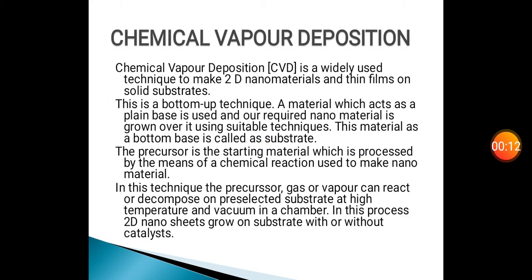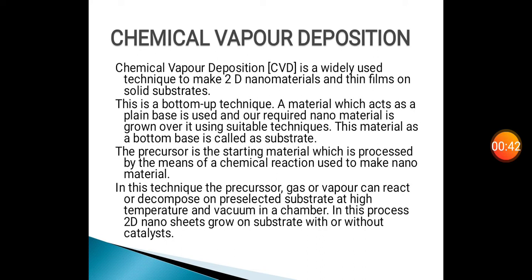Chemical vapor deposition, that is CVD, is a widely used technique to make 2D nanomaterials and thin films on solid substrates. This comes under the bottom-up technique. A material which acts as a plain base is used and our required nanomaterial is grown over it using suitable techniques. This material, which acts as a bottom base, is called a substrate.